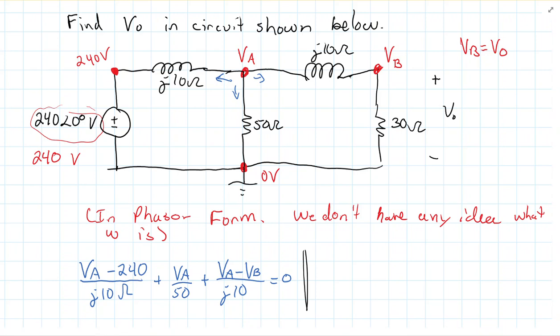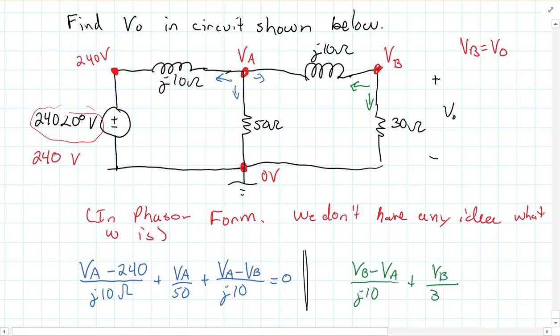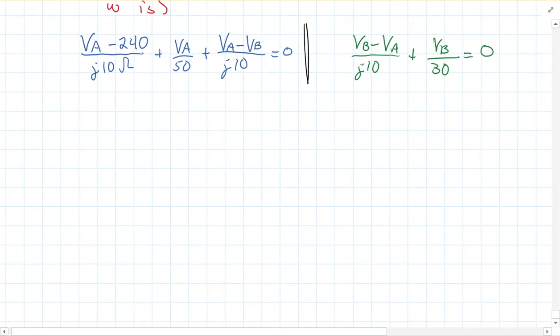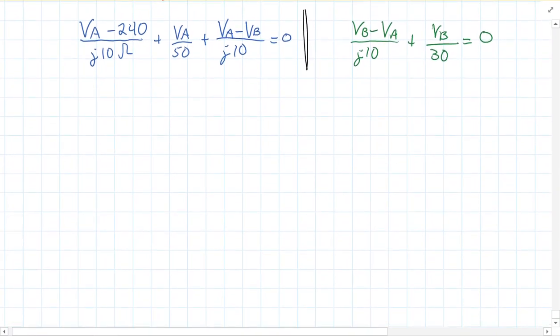Let's go ahead and look at the node equation for the other node here. So I'd have these two currents here, and so you'd have (VB minus VA) over j10 plus VB over 30 is equal to 0. So I'll still do the simplification one equation at a time, but I just wanted to get both those equations written down because I'll scroll the circuit out of view here.